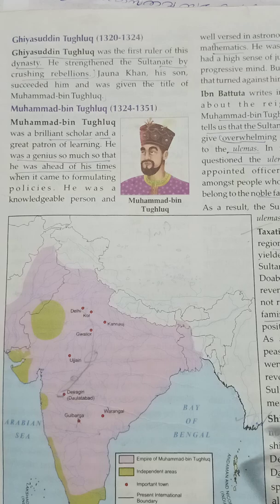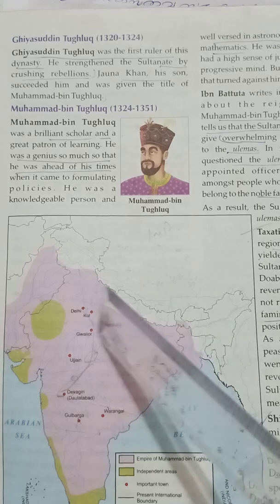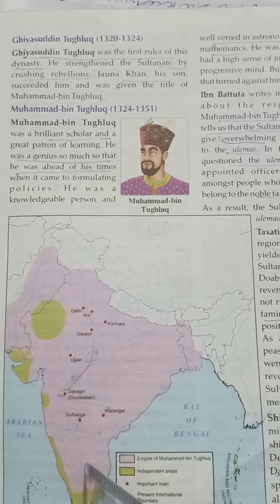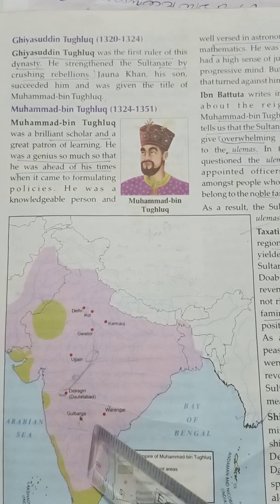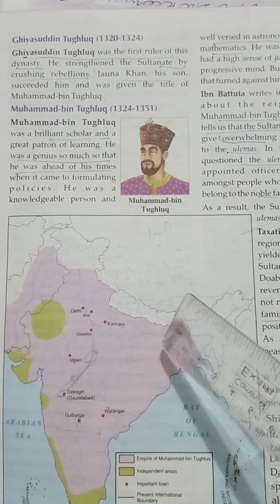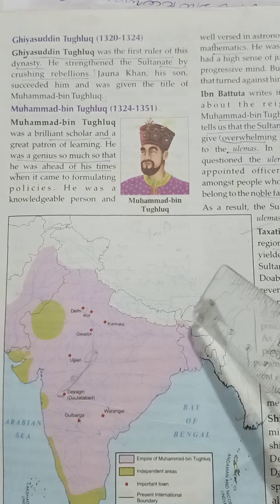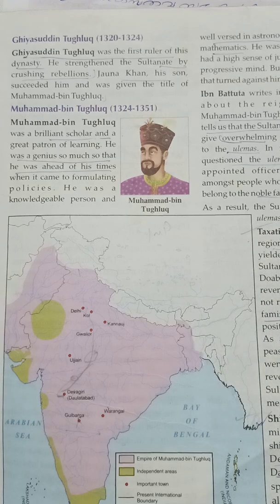But what is happening here is that, from Delhi, it was very difficult at that time to control the southern part near Kerala, Karnataka, Tamil Nadu, and the eastern side, Bengal and that area. So it was very difficult to control, and the Sultan always failed to control these distant areas.